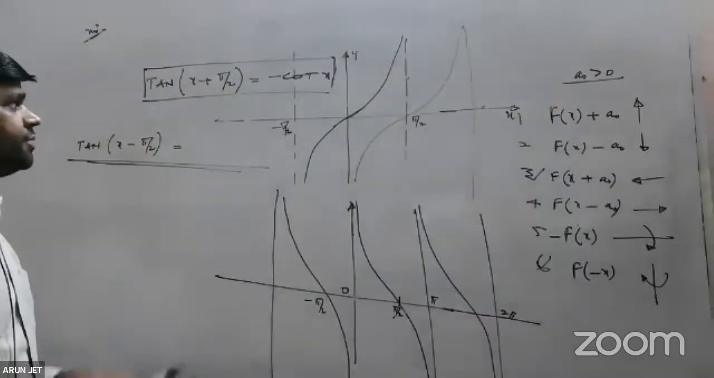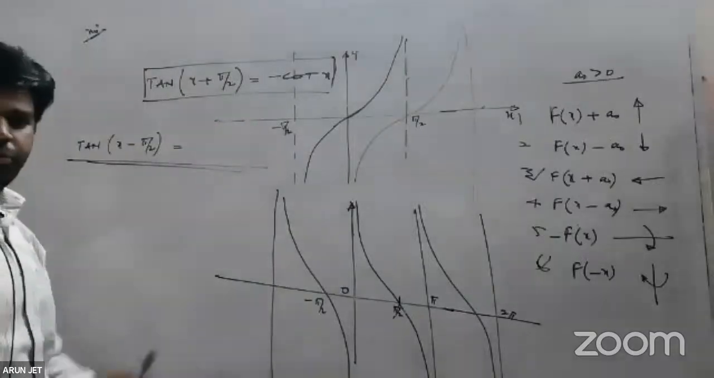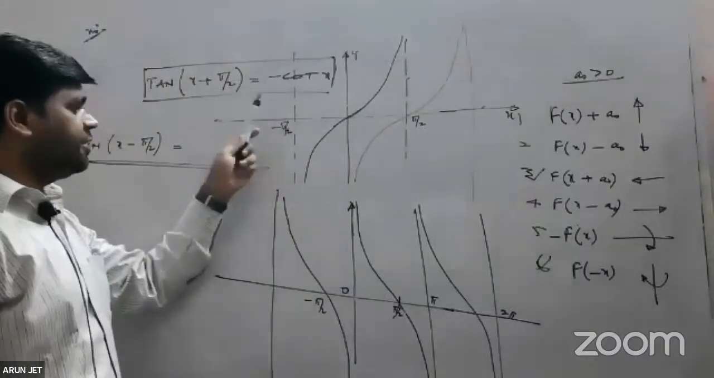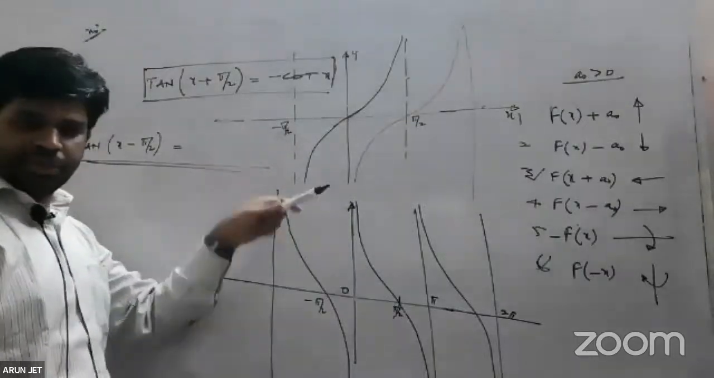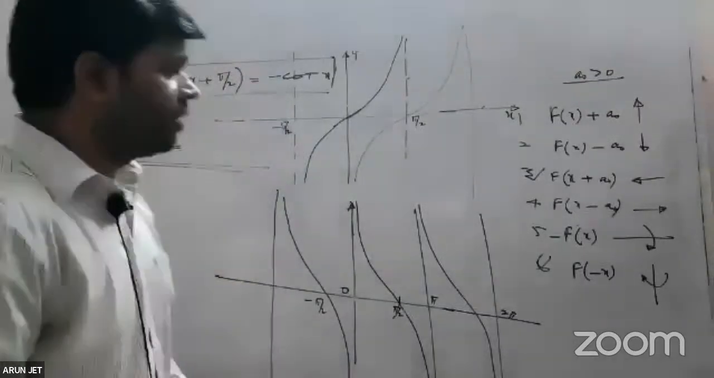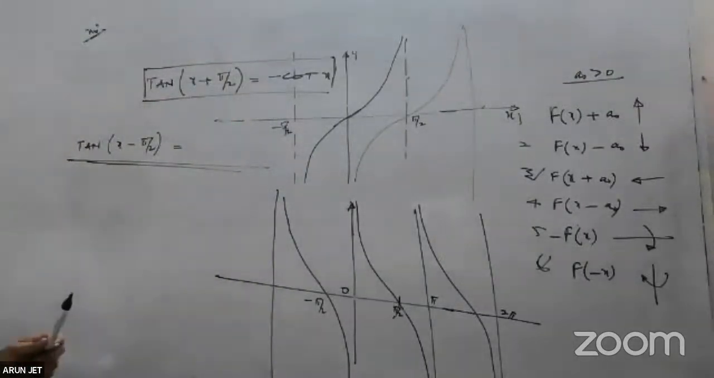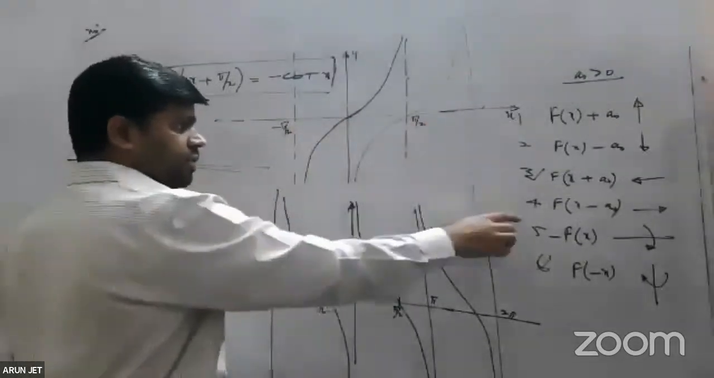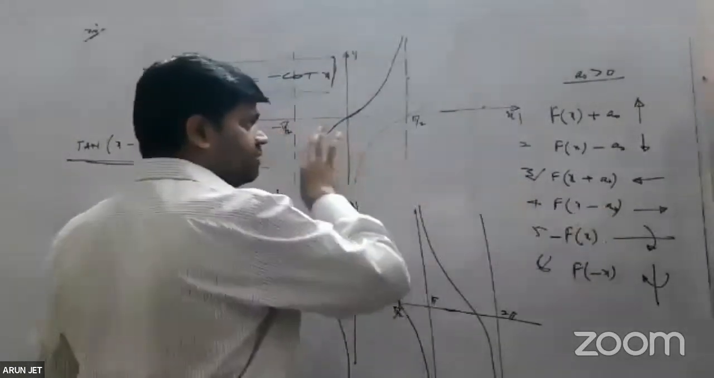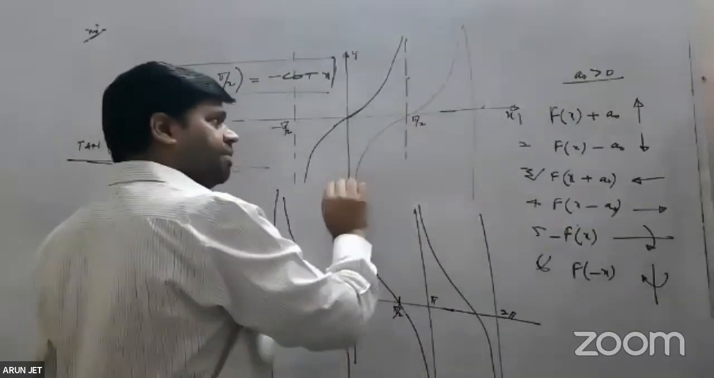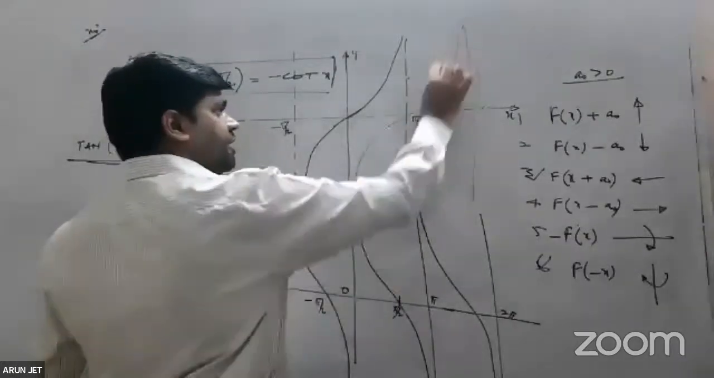So tan of x plus pi by 2 is minus cot x. Have you understood this, Ifra? How did I get tan and cot transformations from the graph? Okay, good. Now let's go for tan of x minus pi by 2. What is tan of x minus pi by 2? I shift the graph towards right because it is x minus pi by 2. So I shift the graph towards right by pi by 2.